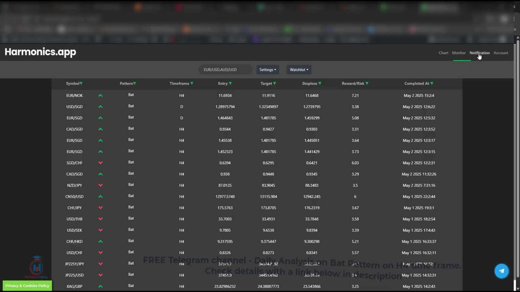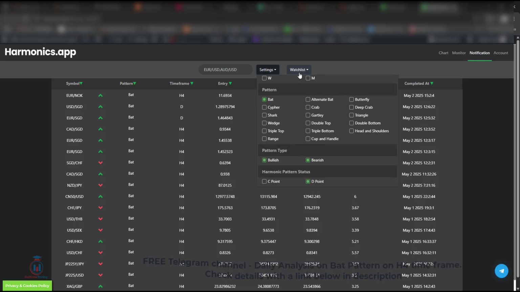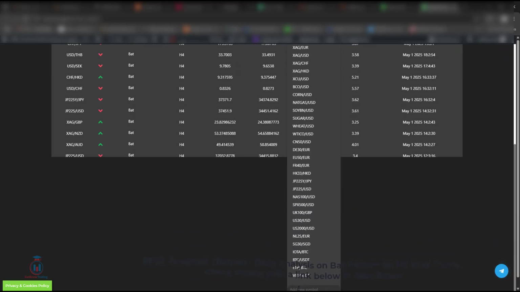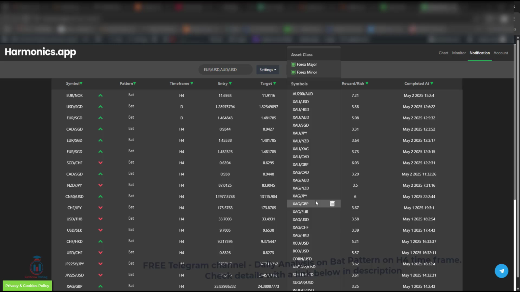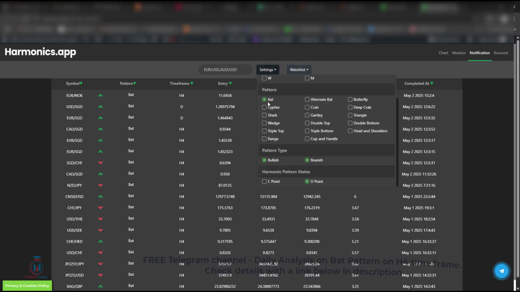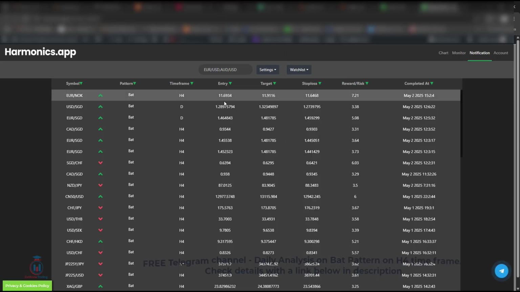Then you have here a notification window where you have a filter drop down menu to select again the filters, which time frame you would like to have, which pattern type and which symbols. You can add more symbols going down, and inside the empty field enter which symbol you would like to have in the list. So whenever the Harmonic scanner detects this pattern on this time frame on this symbol, it will be populated here, and you can see all details here.